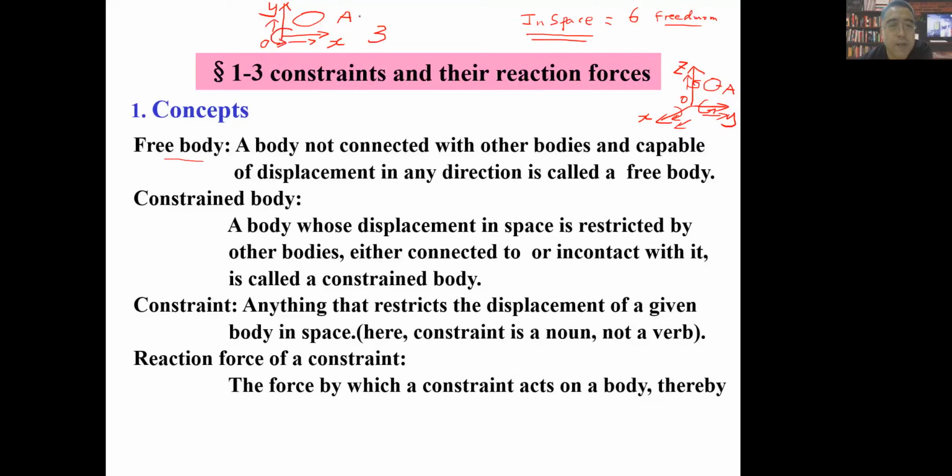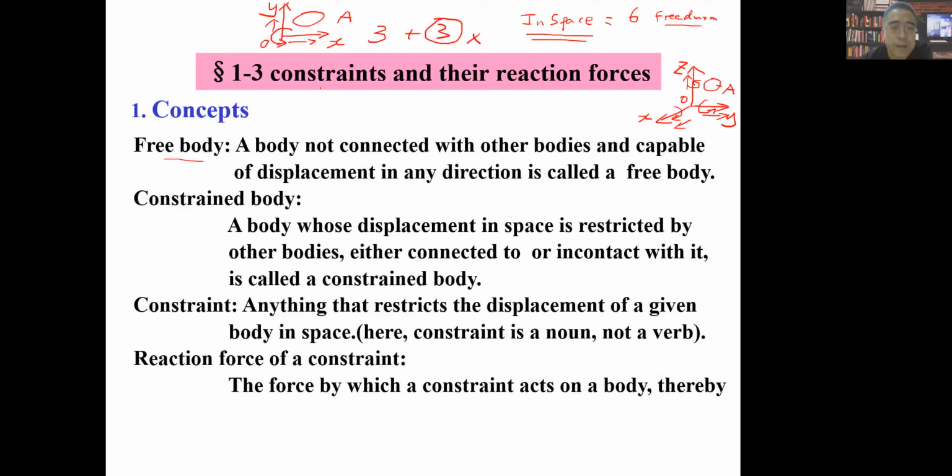Because it must always stay on this plane, maybe just the screen is a plane, it cannot move along the z-axis. It cannot rotate around the X and Y axes. So there are three other independent movements that cannot be fulfilled in the plane. So when we talk about the free body, you should know a free body in space has 6 freedoms. A free body in the plane only has 3 freedoms.